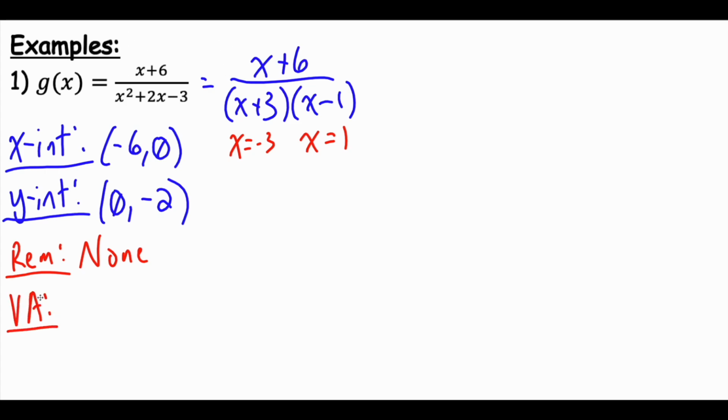Vertical asymptotes then are the zeros in the denominator that do not have a pair or a matching factor up top. So we have two of them in this case. We have a -3 and we have a 1.